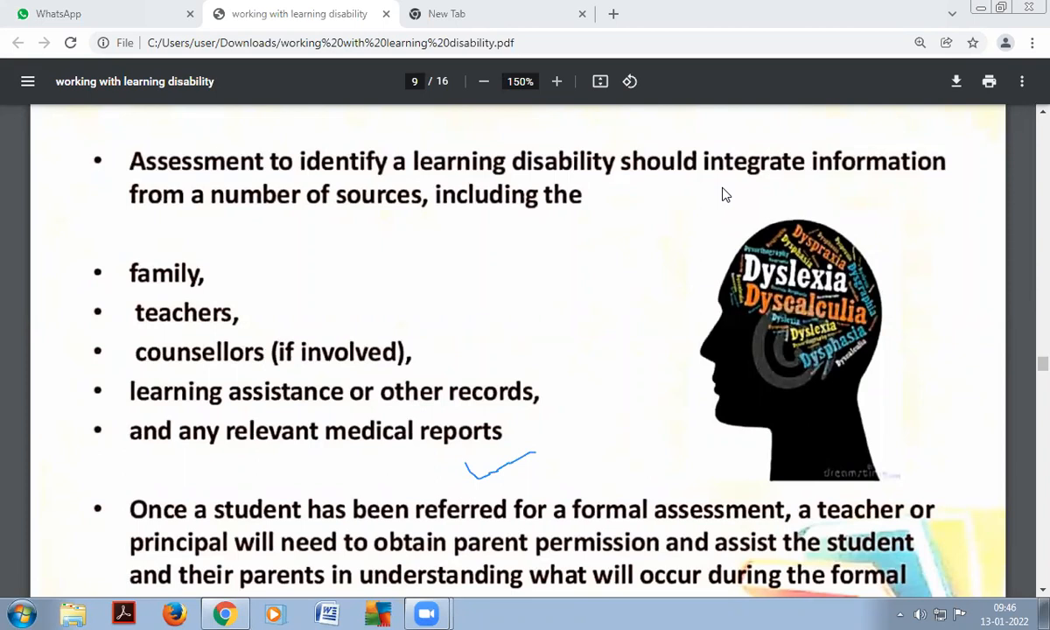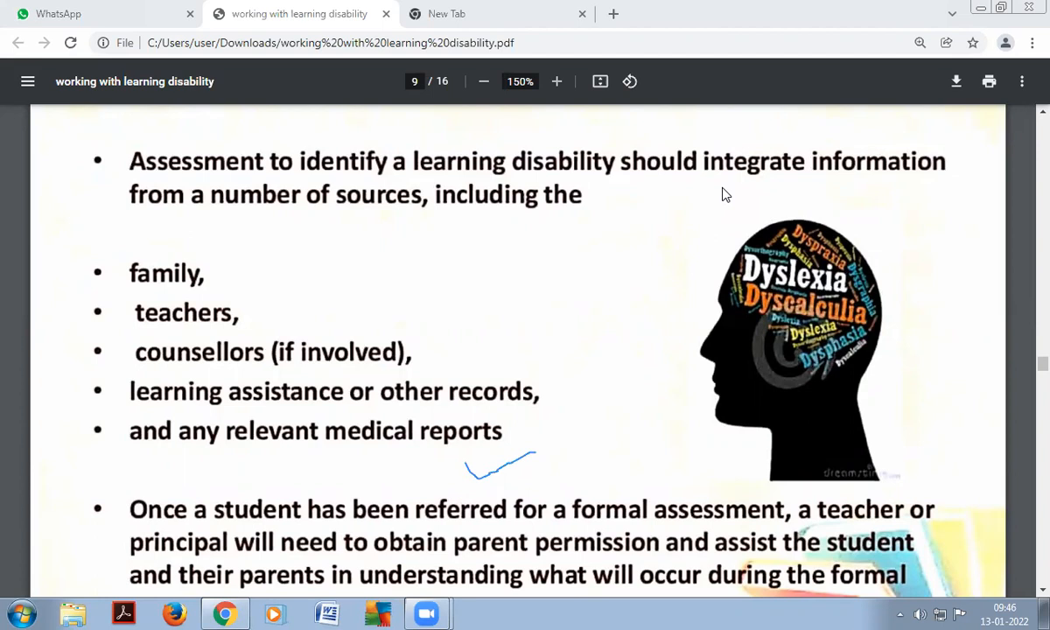Learning assistance or other records, and any relevant medical report also. If a student is suffering from any medical problem and you are not aware of this, you can connect to the family and you can have the relevant evidence regarding them, and then you can properly plan for the remedies for the students.